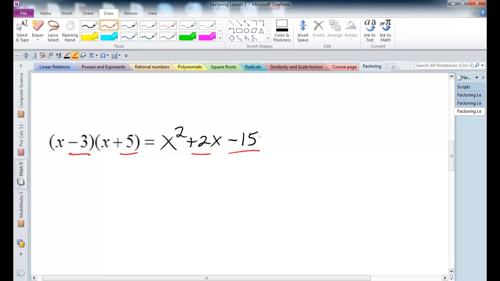You can pause and have a look at it. Can you see that the 2 is the sum of these two numbers, 5 and negative 3, and negative 15 is the product of these two numbers, negative 3 and 5? Remember that sum is when the numbers are added, and the product is when the numbers are multiplied. This is the relationship we're going to use to factor trinomials like this.